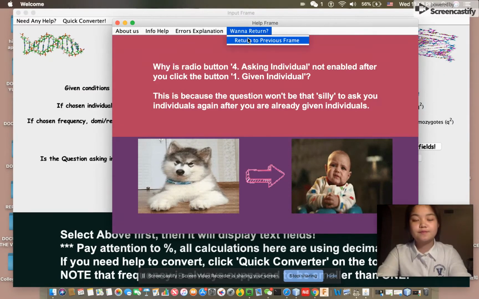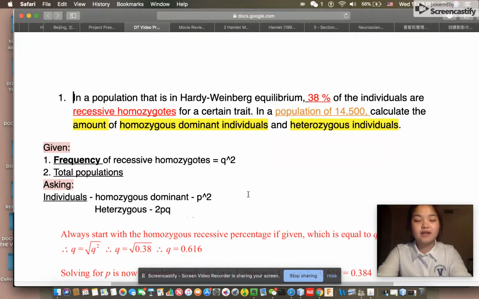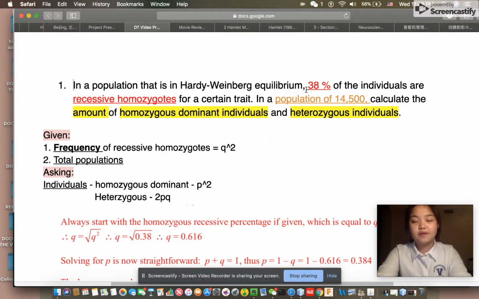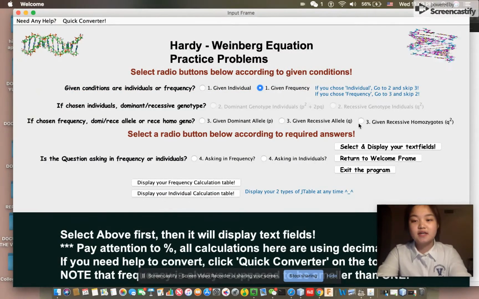So I got a question from online. 38% of the individuals are recessive homozygous, and the population is 14,500. Calculate the amount of individuals here. From analyzing the question, we know the frequency of recessive homozygous, which is q squared, and the total population, and it's also asking for individuals. So now we can select the buttons here. It gives the frequency and q squared, right? And also asking individual.